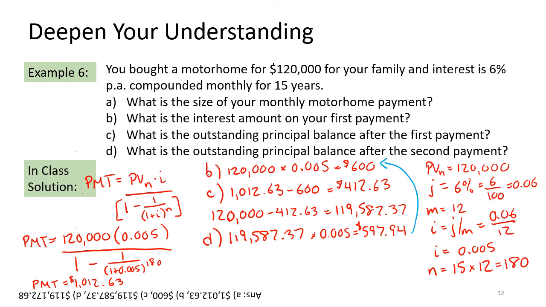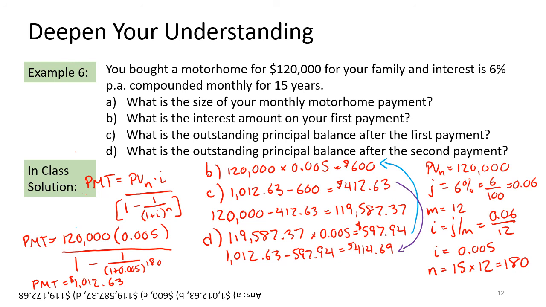So that means our principal that we've actually paid off, our payment again remains the same, $1,012.63, minus this interest, $597.94. So in this case, we're paying $414.69. Again, just a little bit more in principal than the previous payment. And again, this trend you'll see continues.